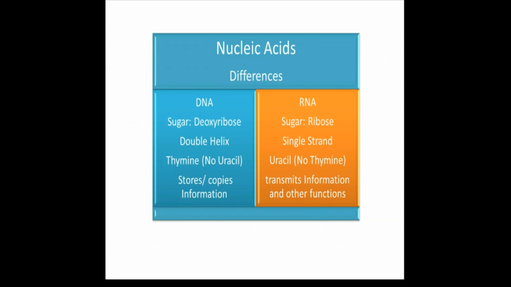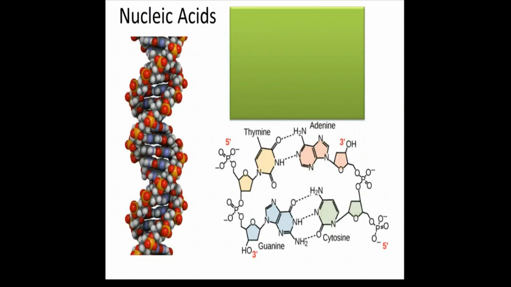DNA is made up of 2 polynucleotides, whereas RNA is made up of a single nucleotide strand. The nitrogen base thymine is found in DNA, but not in RNA. DNA stores and copies information, while RNA transmits information and performs other functions as well. Let's look at these in a little bit more detail.